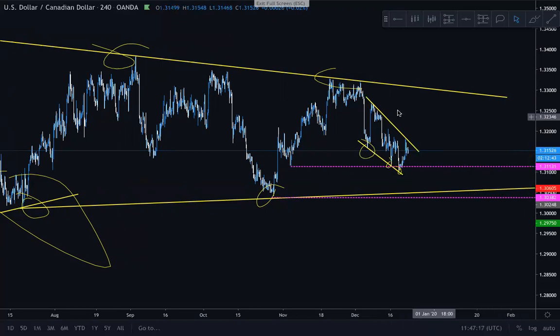On the 4-hour, you can also see 1, I guess 2, but we're just going to count it as 1, 3. 2 touches at the top, right? Of this 4-hour descending channel that we're seeing right now.